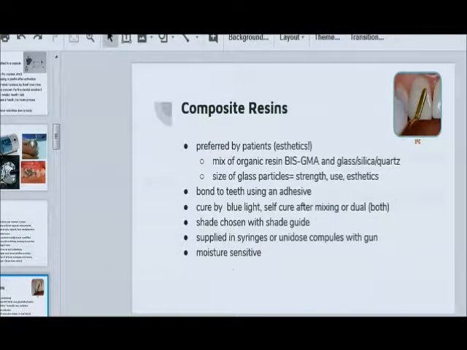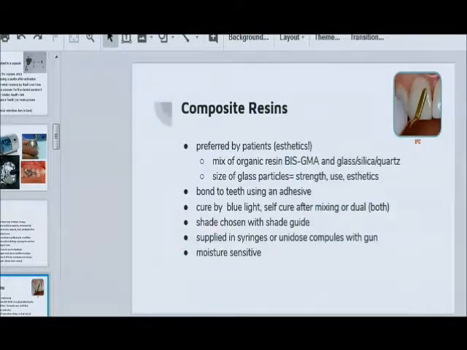So let's talk about composites. That's the white filling that almost all patients are asking for these days because they're so much prettier. A white filling is made up of an organic resin, which basically is a fancy way of saying plastic. And it's also made of glass. So there's a plastic sort of fluid resin plus these glass particles. And the size of the glass particles and the colors of the glass particles are what give composite its strength and its color match to the tooth.